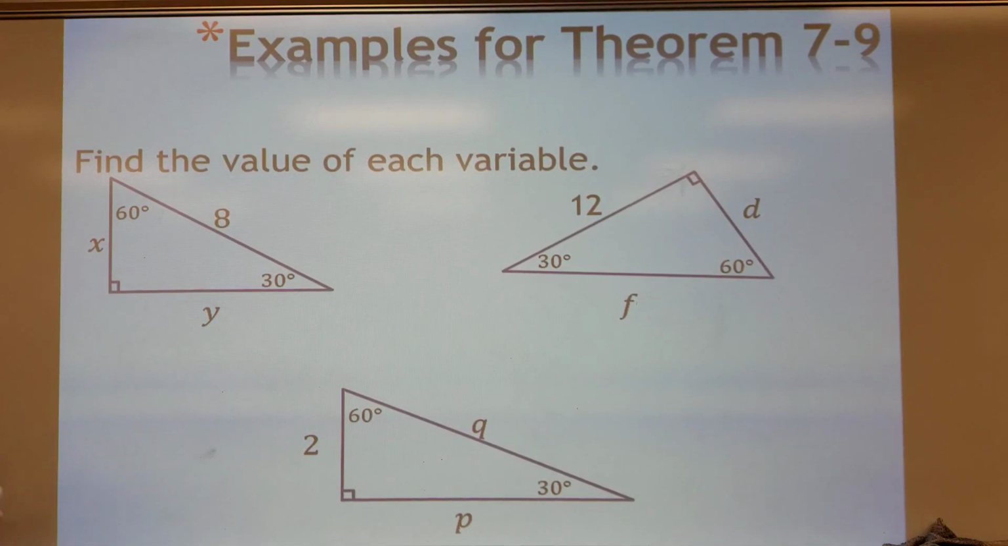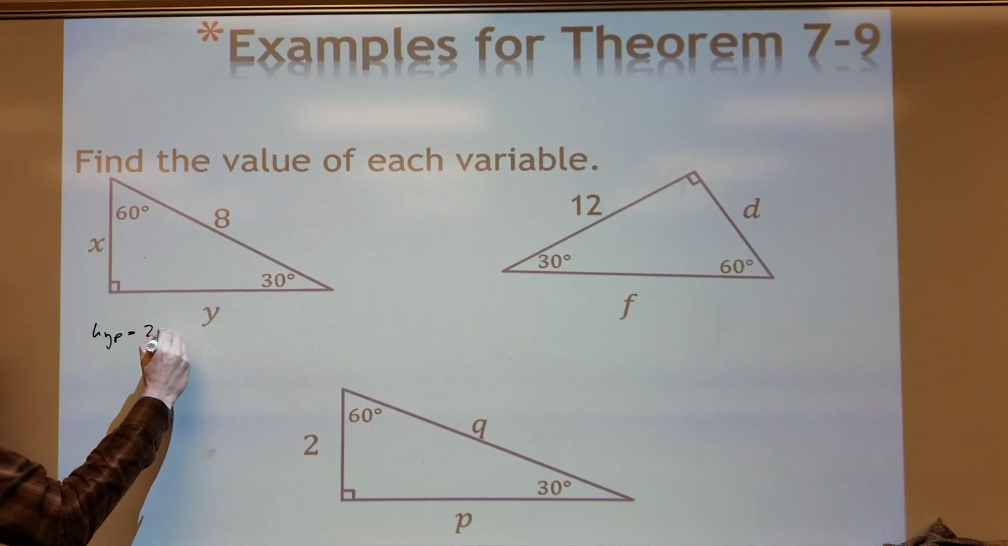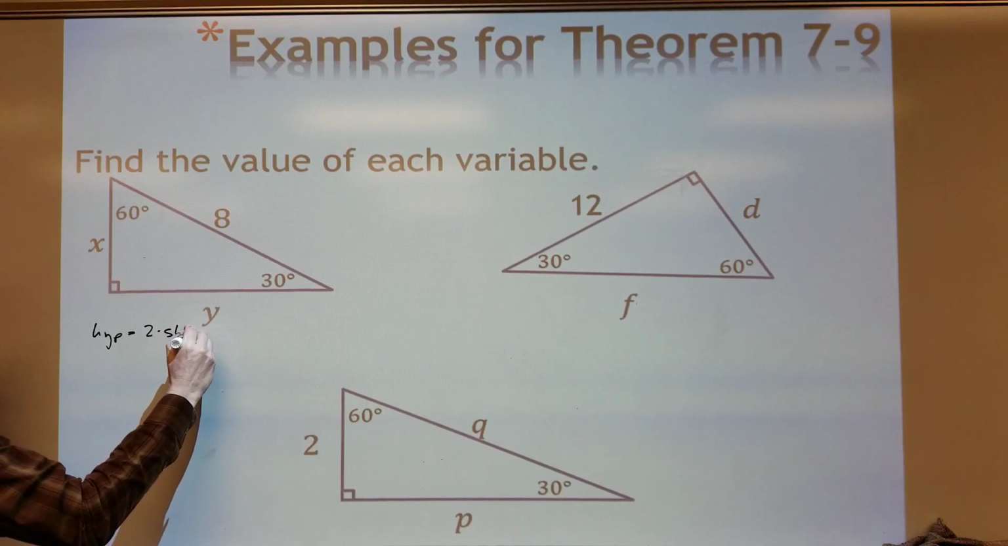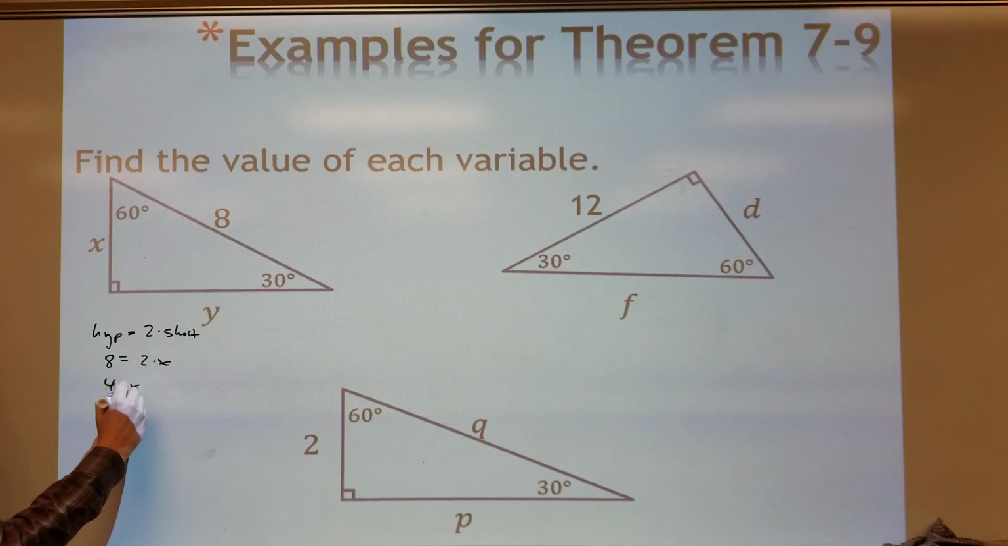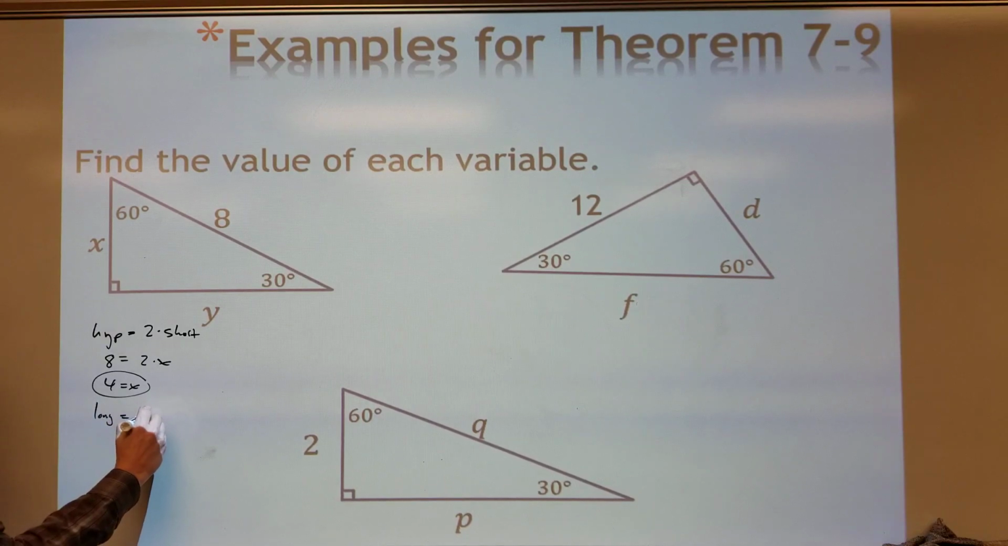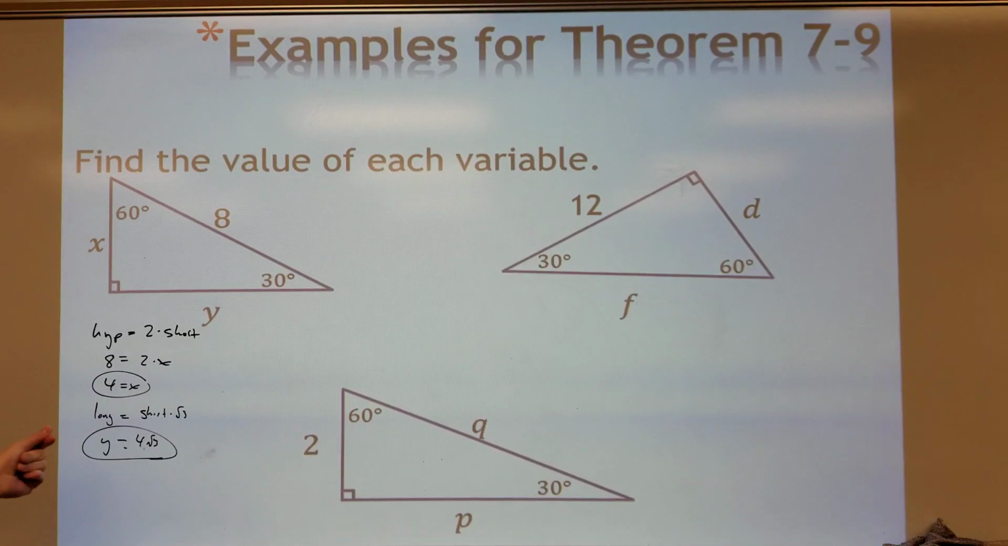So again, if we know here that the hypotenuse is equal to 2 times the short leg, then we can say that 8 equals 2 times x, or 4 is equal to x. I'm done with that. The length of the long leg is equal to the short leg times the square root of 3. So y is equal to the short leg, which is 4 times the square root of 3. Oh, that's my answer, 4 times the square root of 3. Done. No work to do. If we write our formula, if we understand the relationship, then we can get that answer pretty quickly.